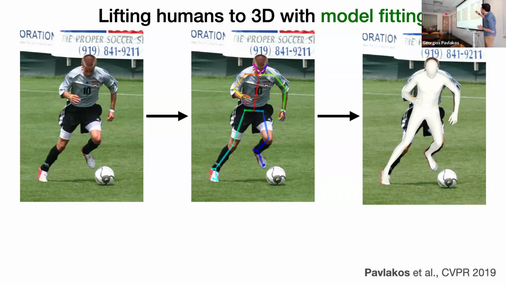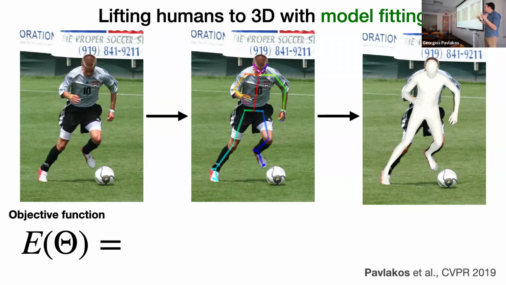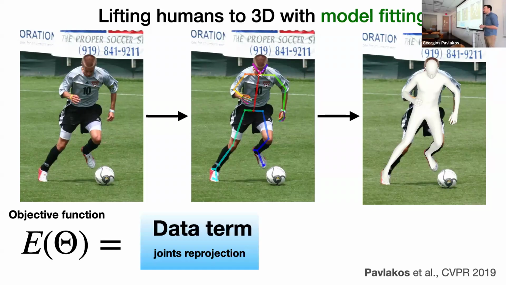They are very good. So you do this first step using a neural network, and then you want to go from these 2D key points to this 3D model. For this, we developed a model fitting approach. We pose an objective function that has two main terms. The first one is a data term based on joints reprojection. So we want the projection of the 3D joints of the person to align with the corresponding 2D key points on the image. That's the main objective we have.